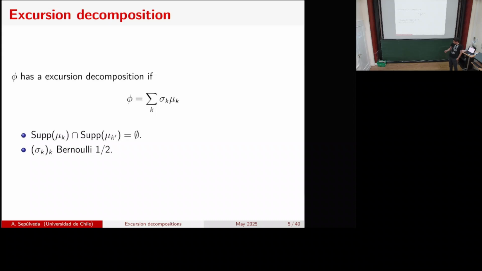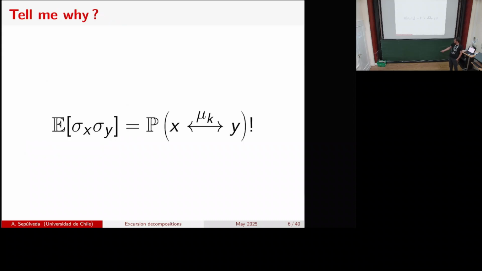So, why is the excursion decomposition interesting?